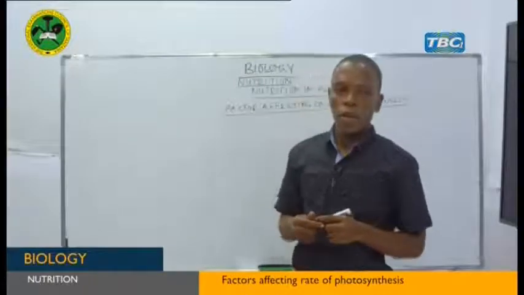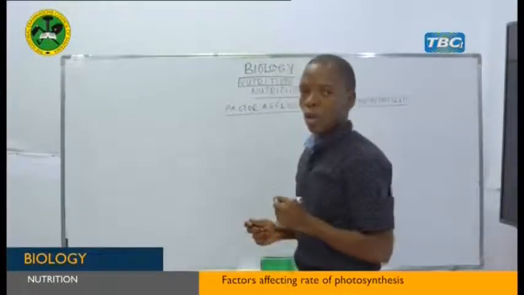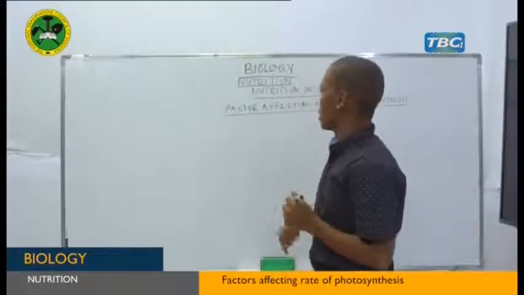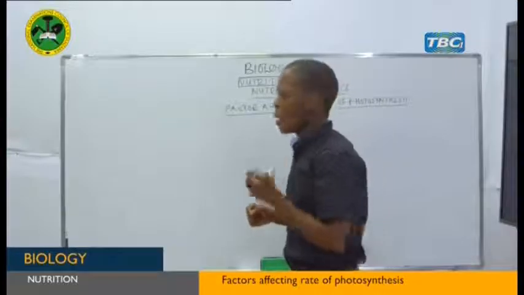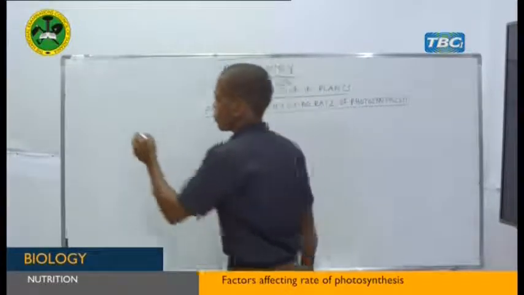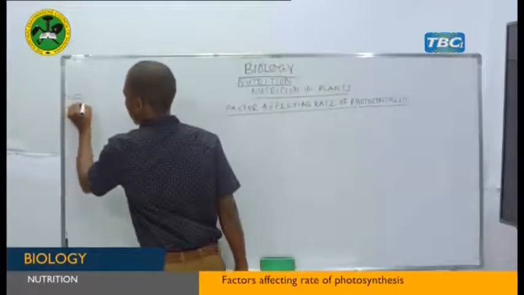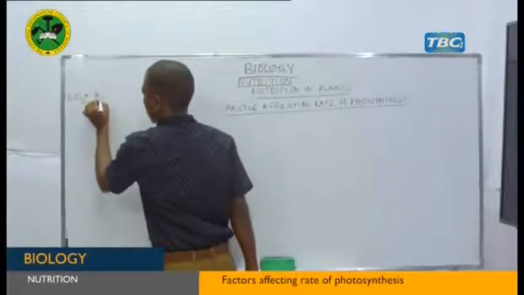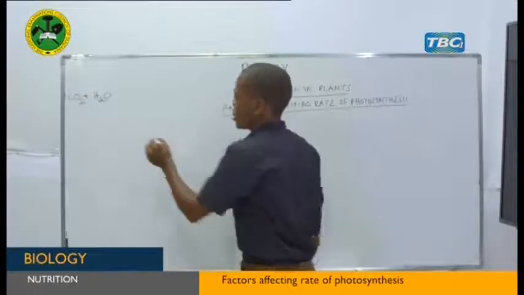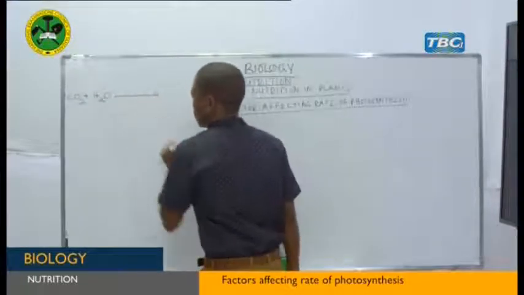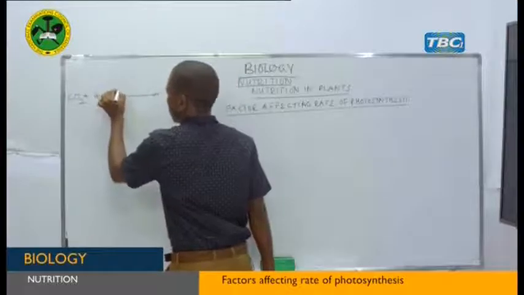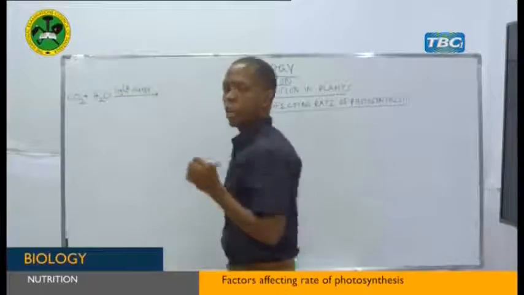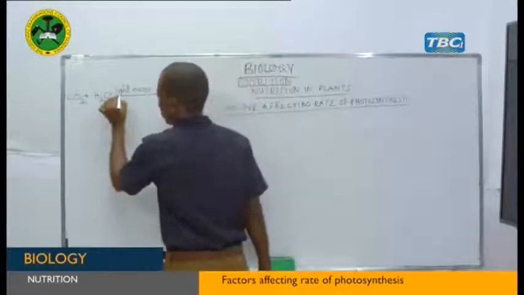If you remember the general equation of photosynthesis, the raw material must be there, but also there must be some condition to be met so that the rate of photosynthesis will be high. And these raw materials are carbon dioxide, but also we have water, and light energy must be there, light energy, and also the chlorophyll molecules.